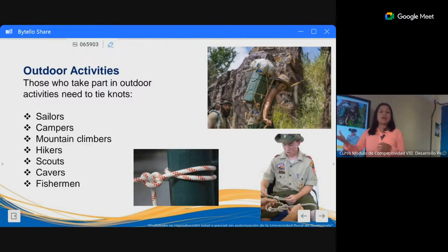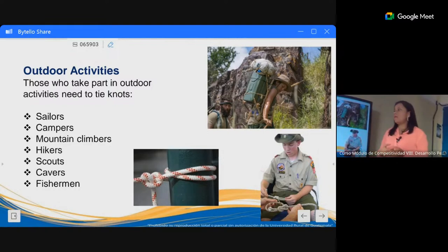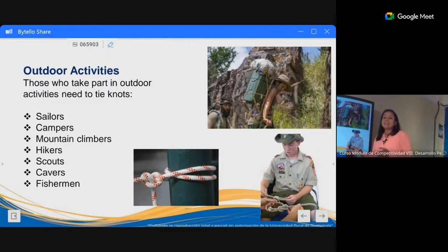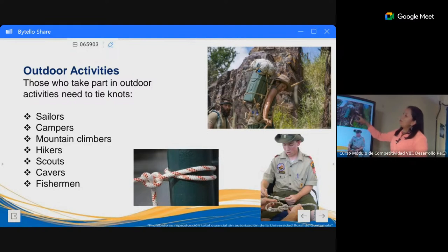For sailors, when they use the ships, they make a lot of knots. For campers, for the ones who have gone camping, you know that in that case you need to learn how to make knots. For mountain climbers, the same. Look at the picture here. For hikers, people who love to walk, to hike. And for Boy Scouts, you can look at the pictures here.